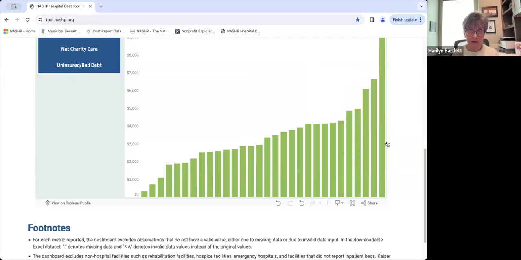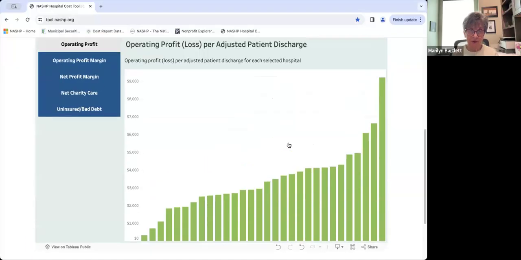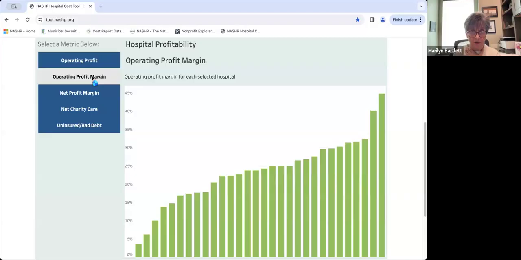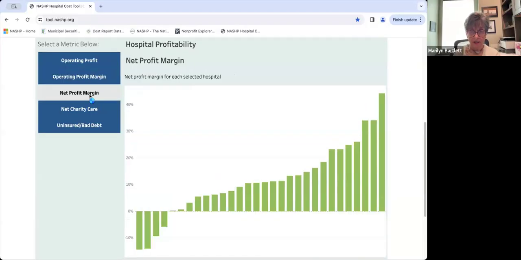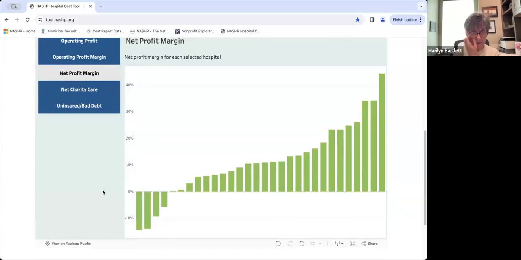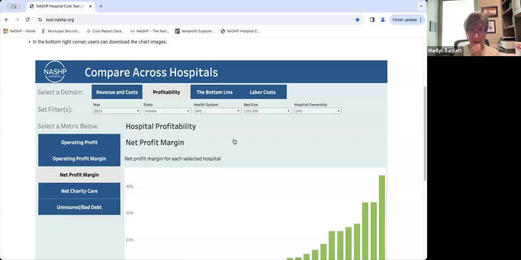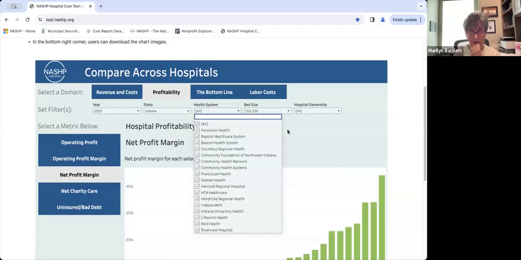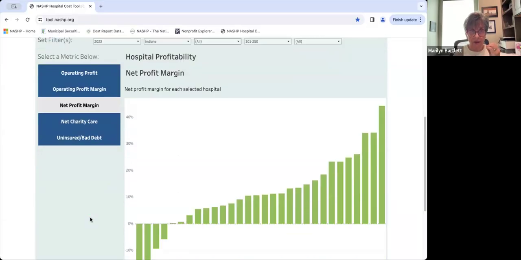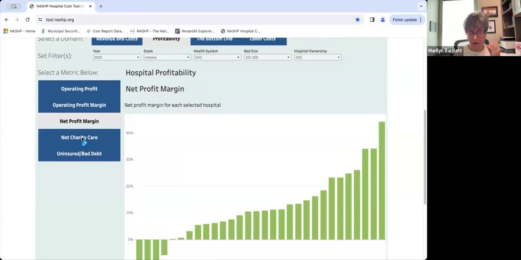These are the different hospitals here on operating profit margin, net profit margin. Now this is going to bring in all expenses, and you'll get a chance to see. Again, I've chosen this bed size range, and so I've narrowed that look. Net charity care cost.